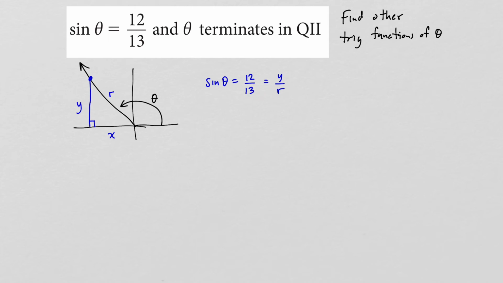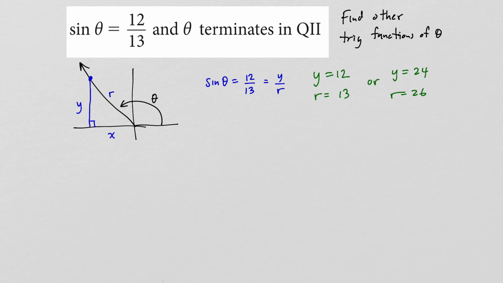13. So although it is true that we could choose y to be 12 and r to be 13, we could just as easily have chosen y to be 24 and r to be 26, because 24 divided by 26 is the same as 12 divided by 13. So when you're given a trig function, don't automatically assume that this is the value of y and this is the value of r. Oftentimes, that is the easiest choice, but sometimes you have to be a little bit careful with that.